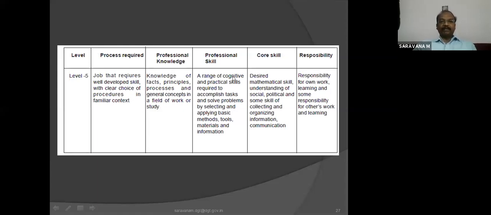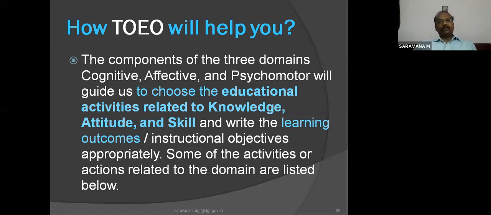See, for level 5, I say level 1 to 10, we will discuss in detail when we discuss the NSQF topic. So how will this taxonomy of educational objectives help us? कैसे हमारा teachers or trainer को use होगा to choose the educational activities related to knowledge, attitude, and skill. And we can also write the learning outcomes properly or instructional objectives appropriately. So this taxonomy of educational objectives is used for writing the instructional objectives and the learning outcomes.